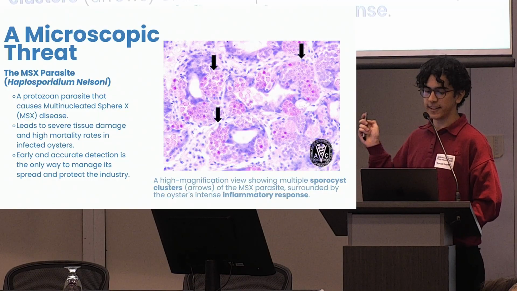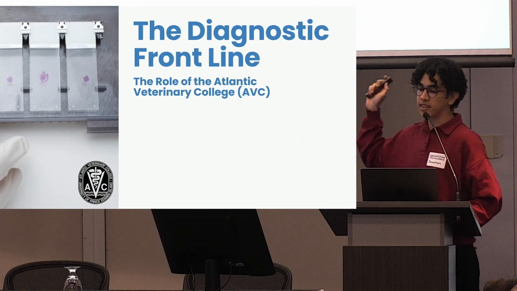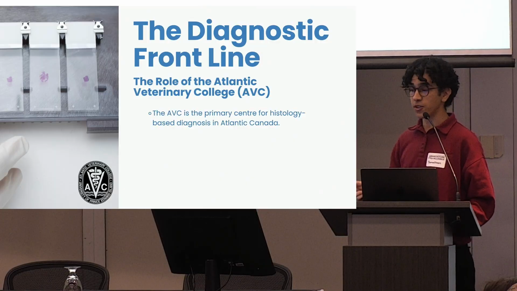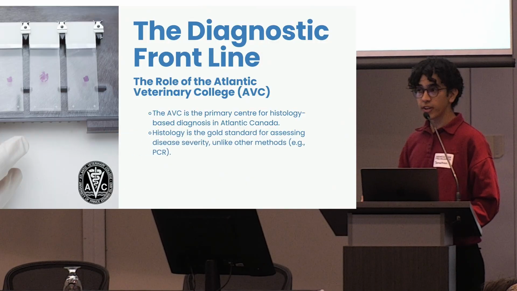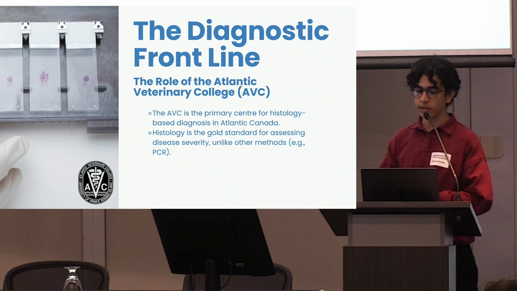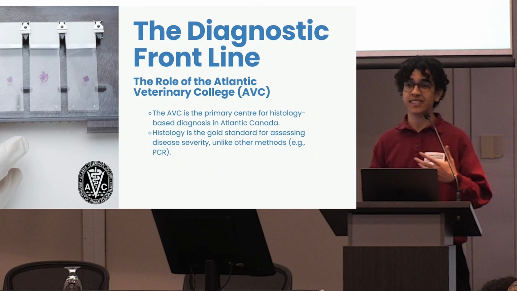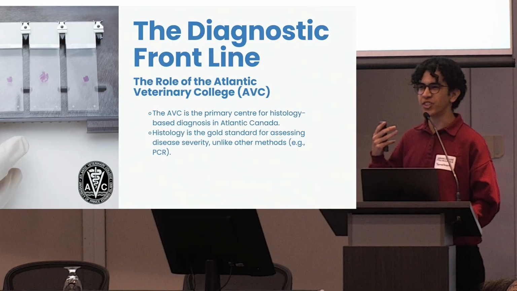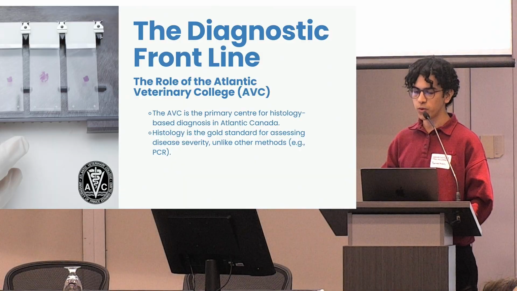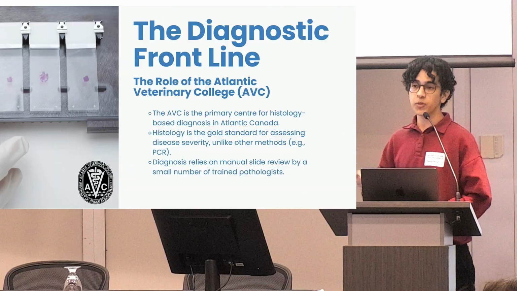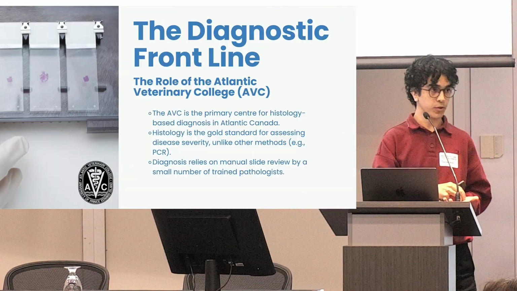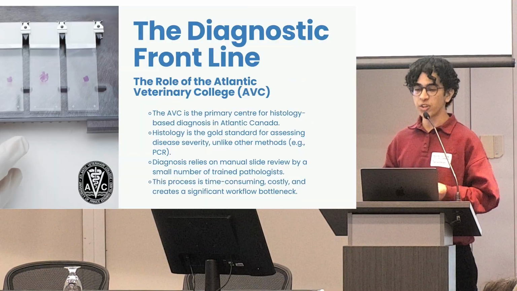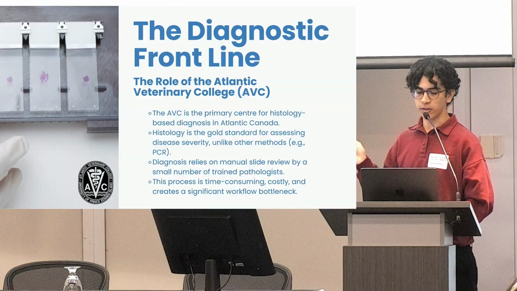So how do we detect it? That all happens at the Atlantic Veterinary College, or AVC. They are the main histology-based diagnosis center in Atlantic Canada. There are other diagnosis methods, as previously discussed in other talks, like PCR, which can detect the parasite's DNA. This is great for a binary answer of yes or no, but if we want to understand the severity of the disease in a sample, we need to go with histology. That means we need a trained expert who can look at the tissue under a microscope. However, the challenge here is that this process is entirely manual, so it relies on a very small number of pathologists.